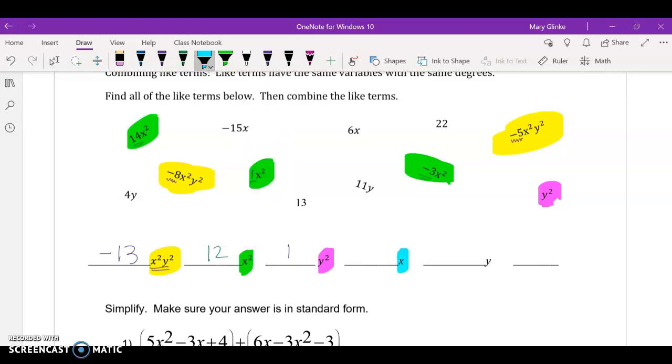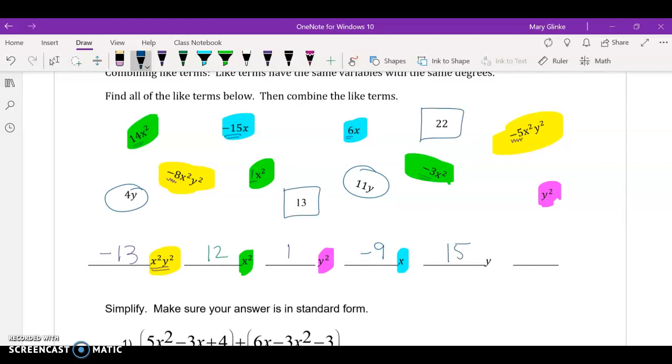Now we go through and we look for our x's. And so there's both of those. If we combine the -15 and the 6, -15 plus 6 becomes -9. Then we have our y's, 4 and 11 make 15. And then our constants, 13 and 22 make 35 in total. So you'll notice we are combining like terms, and while we're doing that, the number out in front changes, but the term itself does not.